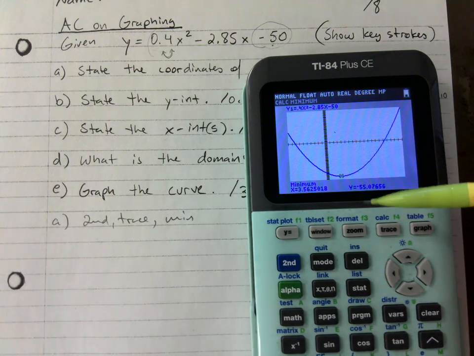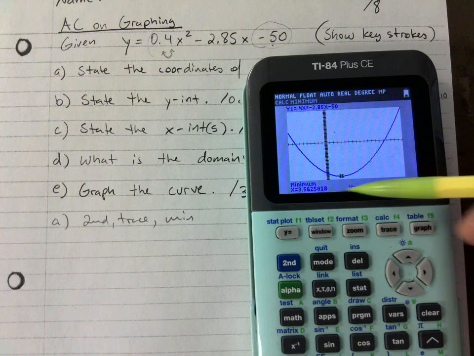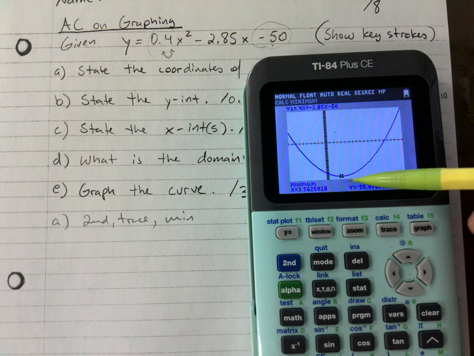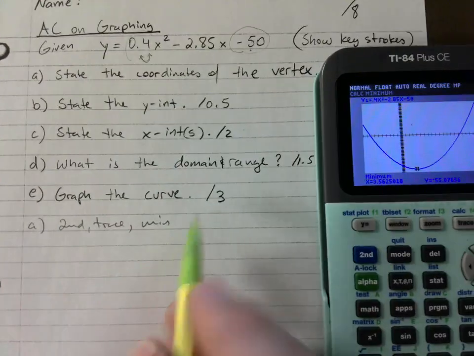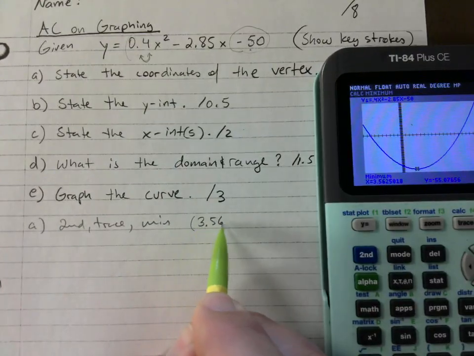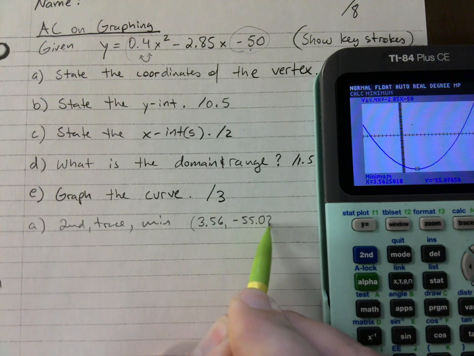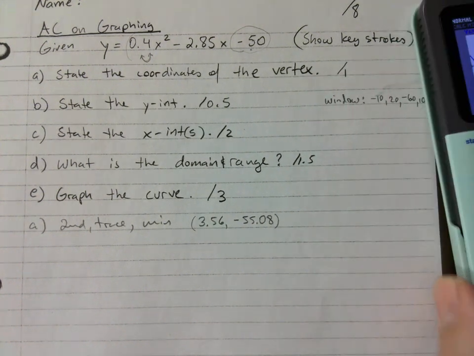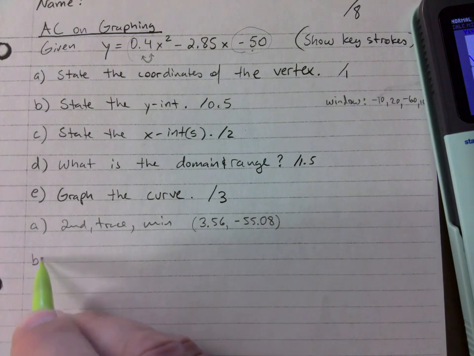You do not want to just use the arrows to kind of sort of find out where it is. Some students do that. Worst case scenario, they just scroll over and then copy down the coordinates. I want it exact, okay, because we are able to do that. So that's 3.56, negative 55.08. That is the correct coordinate of the vertex. Okay? 1 mark for that.